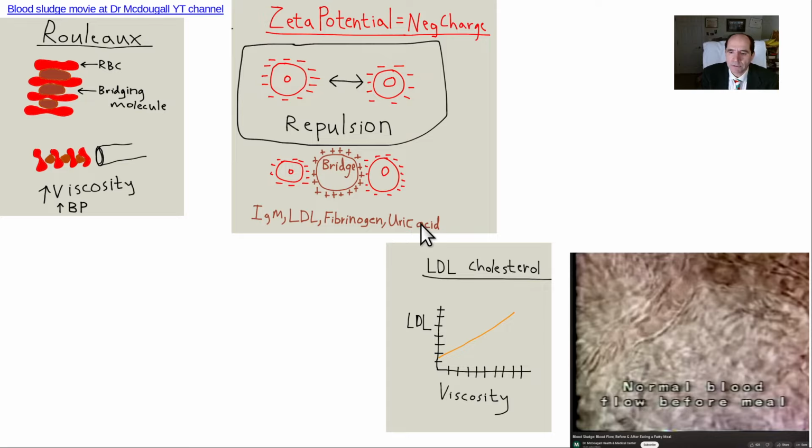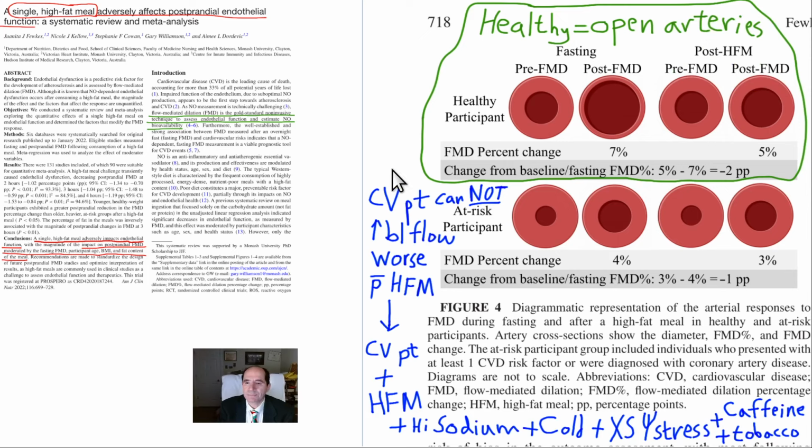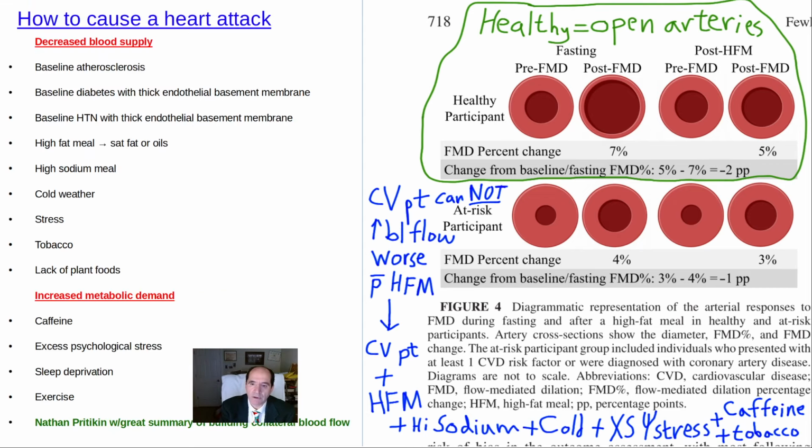Okay, let's see here. This is just showing you that if a person has baseline coronary artery disease and narrowing of these arteries, they'll also typically have less ability to dilate in response to increased demand. So these patients can get themselves in trouble pretty fast. And here's one article about this. A single high-fat meal adversely affects postprandial endothelial function. So all it takes is one meal and you're already having a damaging effect on your arteries.